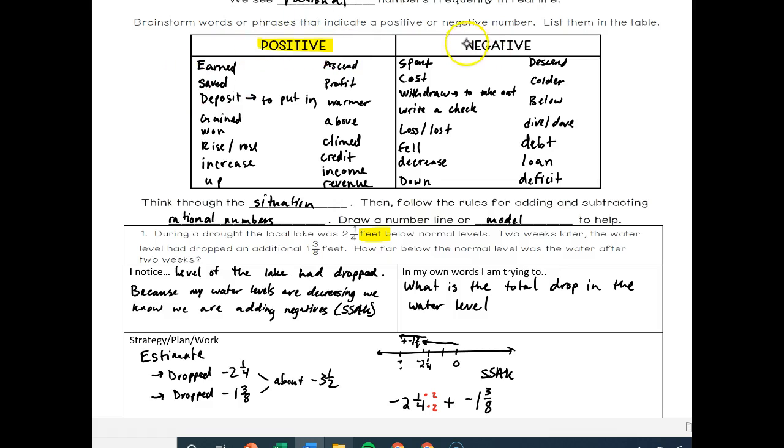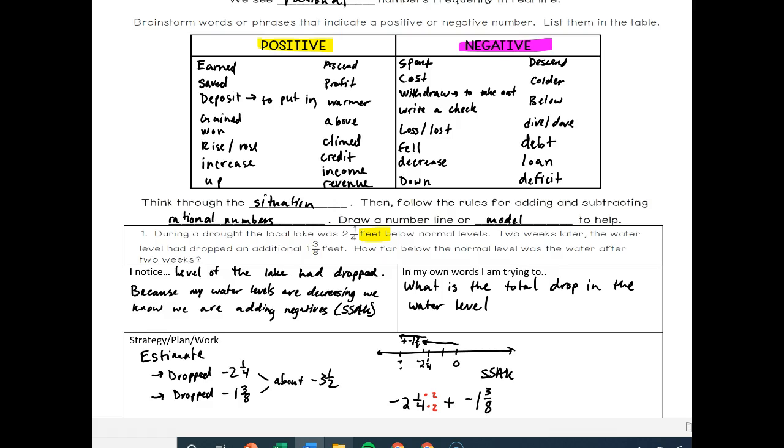These words all mean negative: spent, cost, withdraw, which means to take out. You write a check. Loss or lost, fell, decreased, down, descend, colder, below, dive or dove, debt, loan, and deficit. So you're going to think through your situation and follow the rules for adding and subtracting. Remember SSAK or DSSM for rational numbers, and then draw a number line or a model to help.